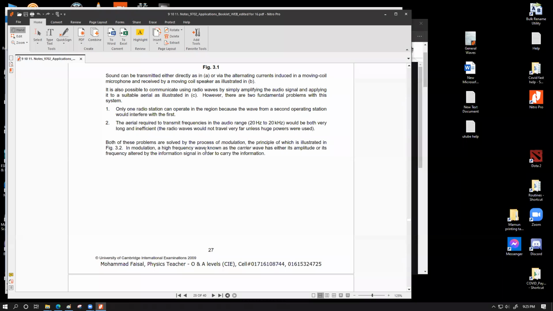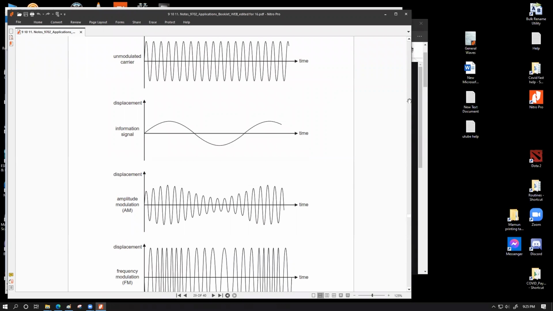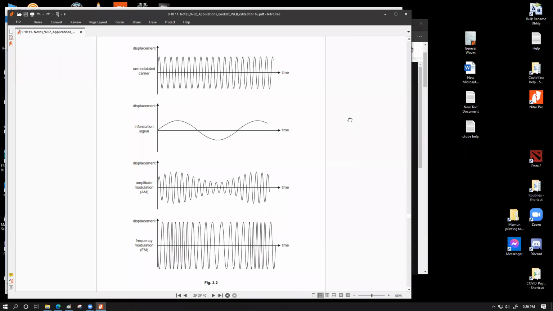Very important. We're only going to do either amplitude modulation or frequency modulation. Before I even start to talk about this, you have these notes with you, so you can have a look at your notes as well. Just look at these 4 graphs and try to understand what is happening.